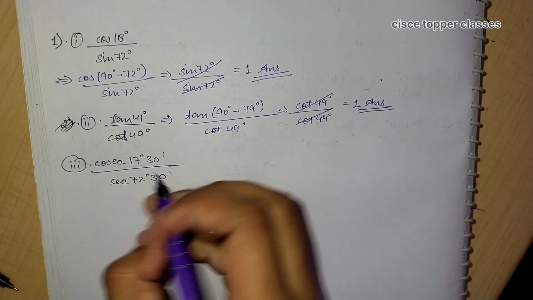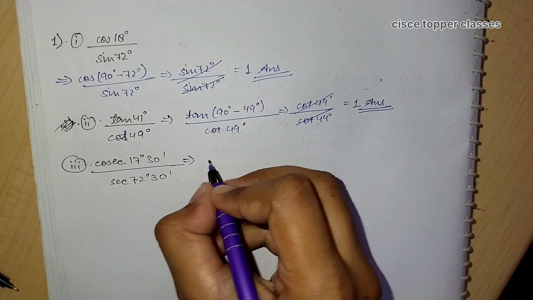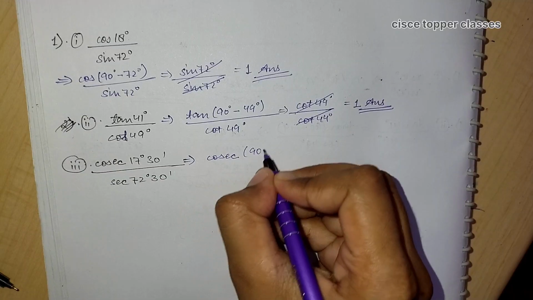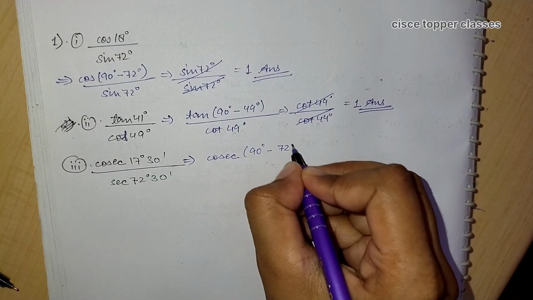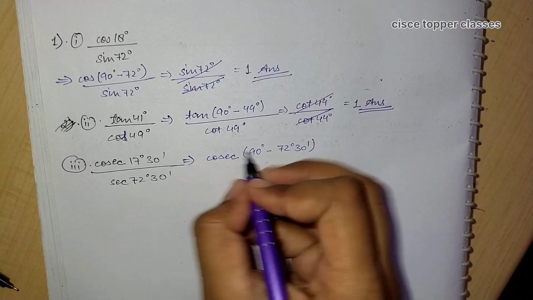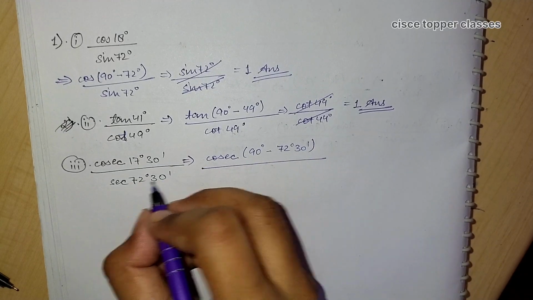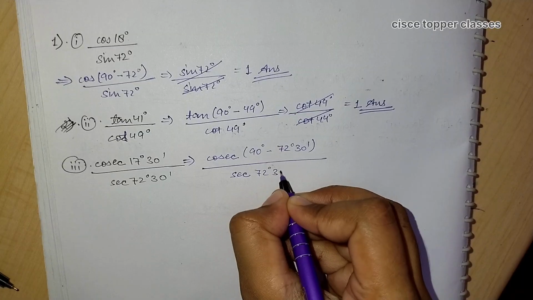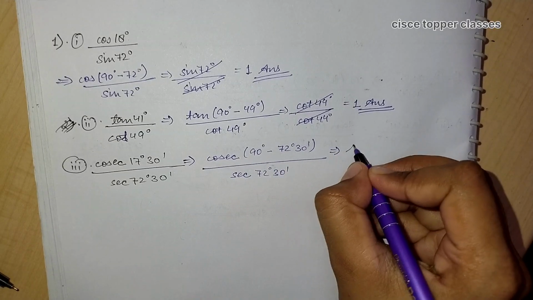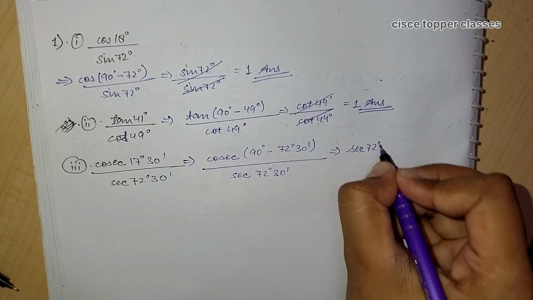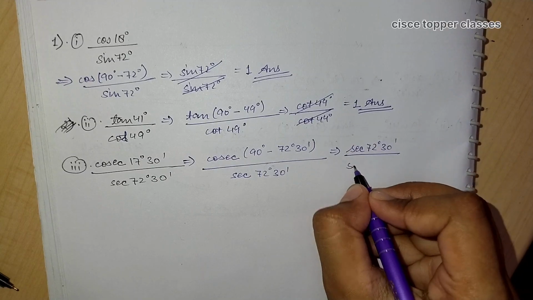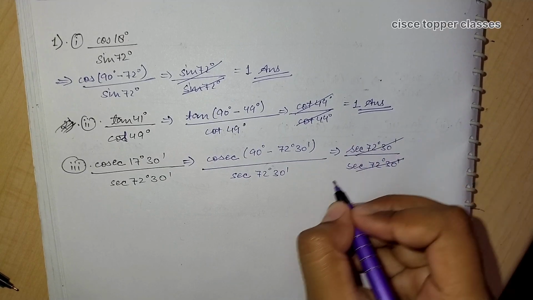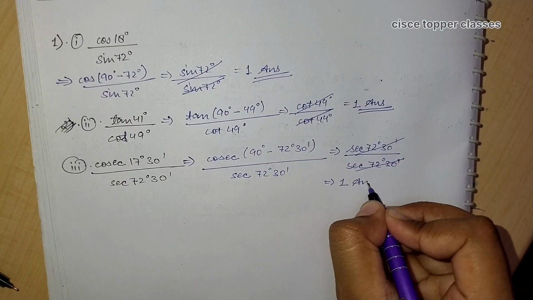So if we solve the third part, we can write cosec 17 degree 30 minute as cosec (90 minus 72 degree 30 minute), because 1 degree is equal to 60 minutes, so if we divide it will be 30 minute only. And here this is sec 72 degree 30 minute. So on changing the ratio, this will be sec 72 degree 30 minute divided by sec 72 degree 30 minute. This will be cancelled out, and 1 is the final answer in the third part.